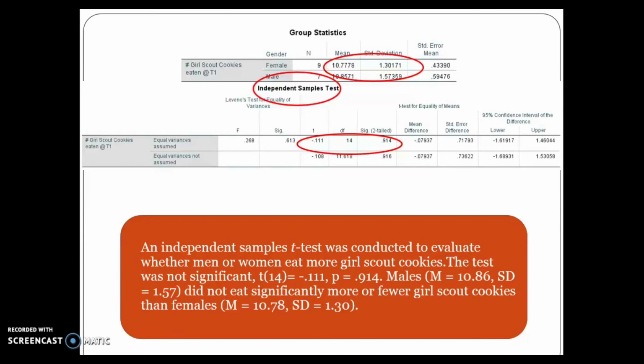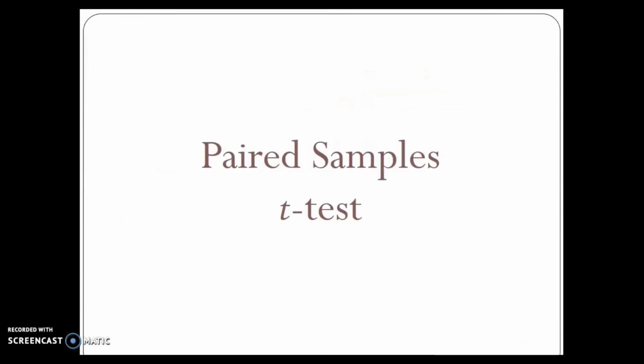Males with a mean of 10.86 cookies did not eat significantly more or significantly fewer Girl Scout cookies than females who ate 10.78 cookies. Pretty simple and comprehensive. So, let's go to one more. We have our paired samples t-test.